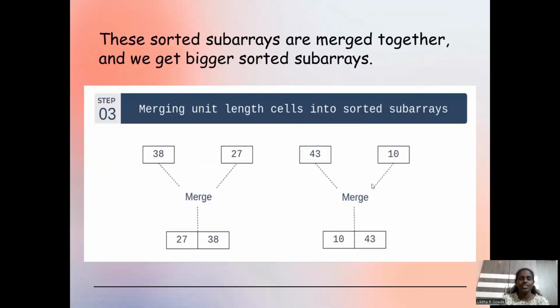Step 3. These sorted subarrays are merged together and we get bigger sorted subarrays. That is 38 and 27, which were in unit length, are sorted and kept as a merged one. Here, first there was 38 and 27. Now, after sorting it, we get 27 and 38. And for 43 and 10, after sorting, we get 10 first and 43 next.